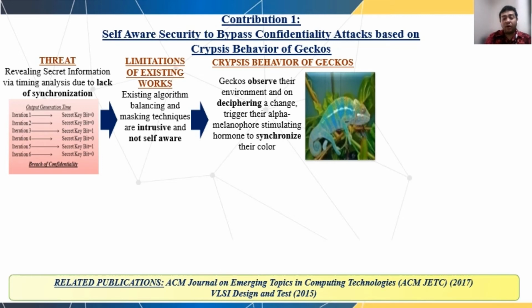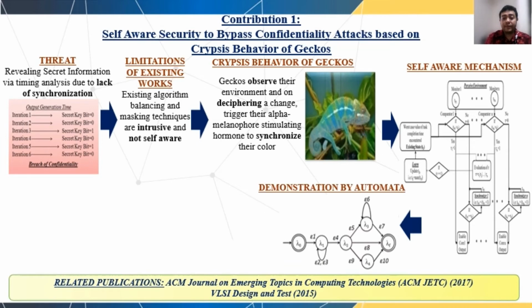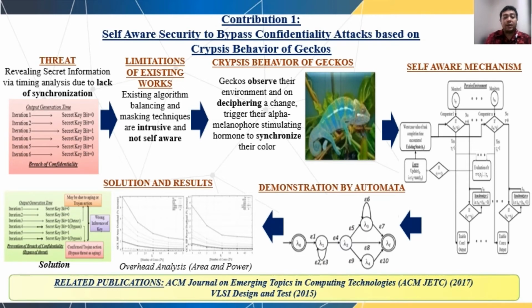So we adhere to the crypsis behavior exhibited by geckos in nature, which essentially synchronizes at runtime. Geckos observe their environment and on deciphering a change, trigger their alpha melanophore stimulating hormones to synchronize their color. Based on this, we developed several self-aware security modules which observe the runtime performance of their host, and on detecting a change in vulnerability in timing, synchronize the timing at runtime to prevent loss of secret information via timing analysis. We demonstrated this via automata, and these are our results where we obtain very low overhead in area and power due to our security components, and the synchronization in timing is maintained at runtime.